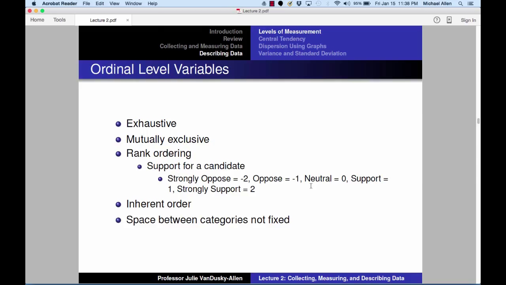An individual survey respondent, for example, might see a small difference between strongly opposing and opposing a candidate. However, they might find a very large difference between supporting and strongly supporting a candidate. Since this variable has inherent order, but the spaces between the categories are not fixed, it is an ordinal level variable.